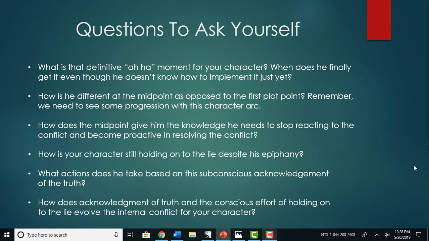So that is it for this portion. We're going to be moving on and discuss the second part of the second act in the next video.